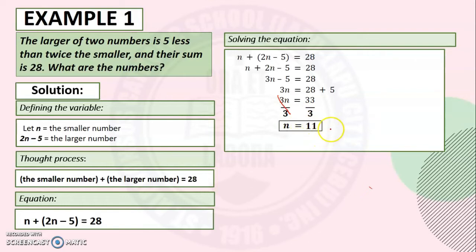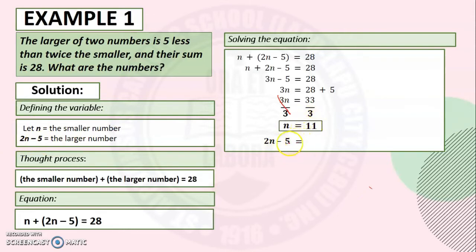Now to get our larger number, we will go back to the first step, which is the representation of our larger number, 2n minus 5. So we will copy 2n minus 5 and we will substitute the value of n.